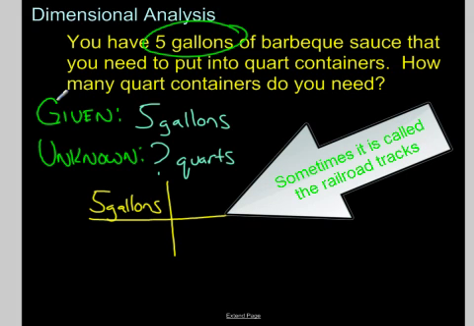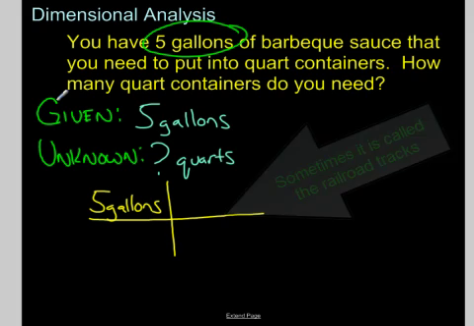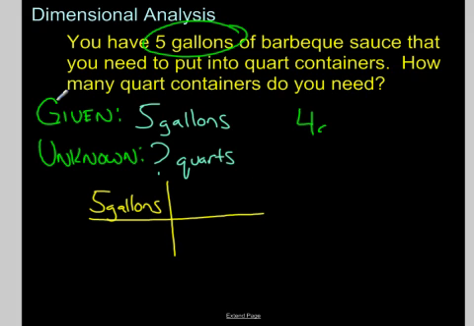Your given always goes in the top left box, always. The box below it is either going to have nothing in it, or it might have a unit with a 1 in it. And we'll see some more of those later. So that's the setup. What we need now is an equality so that we can make conversion factors. Our equality is one that we did on a previous page. It's that 4 quarts equals 1 gallon.